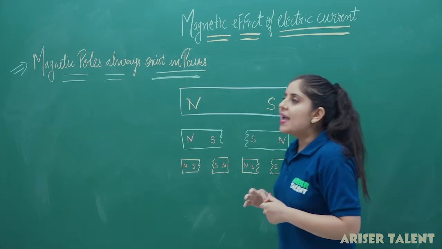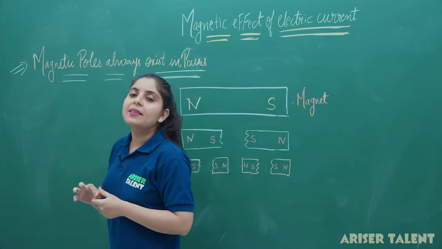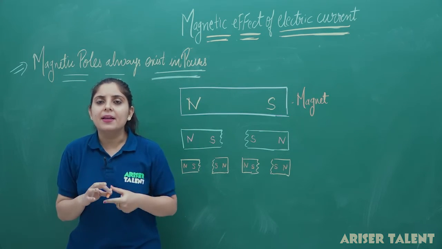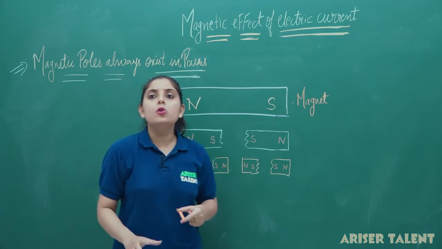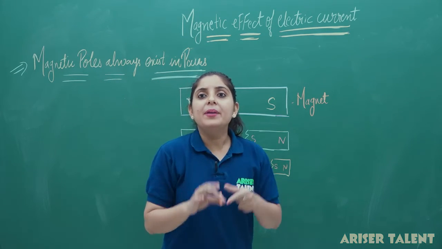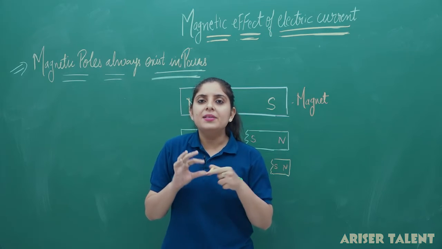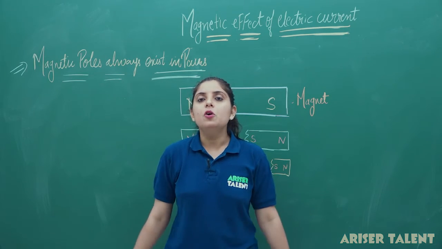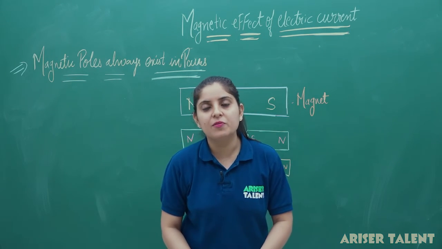So from this activity, finally we can conclude that you cannot separate the magnetic poles. Magnetic poles always appear in pairs. It means they cannot be separated at any time. So this is all about the magnetic poles we have.